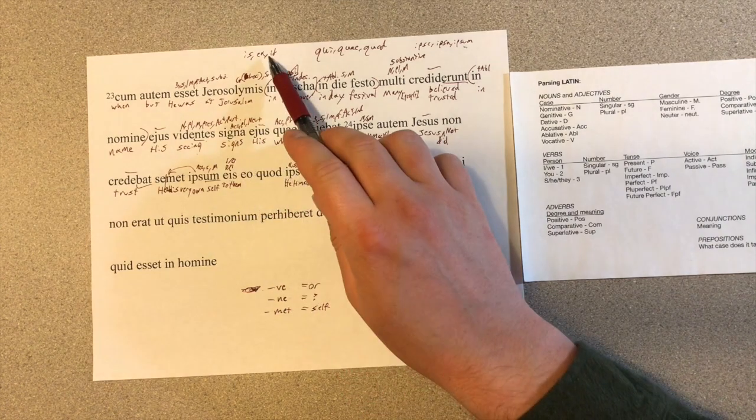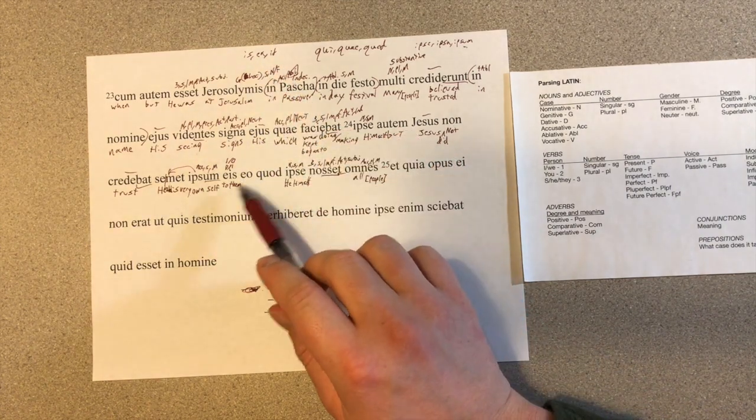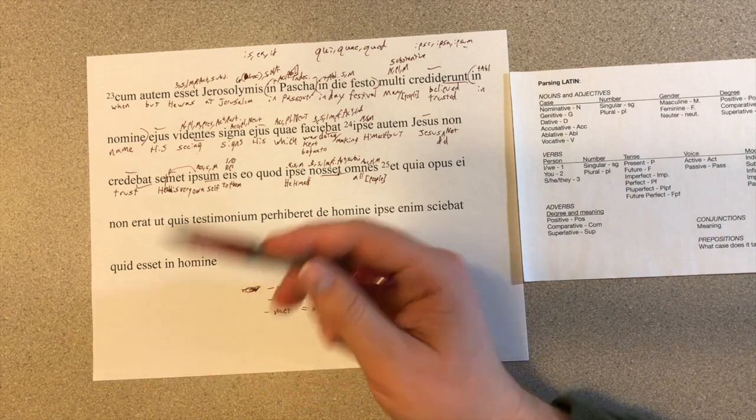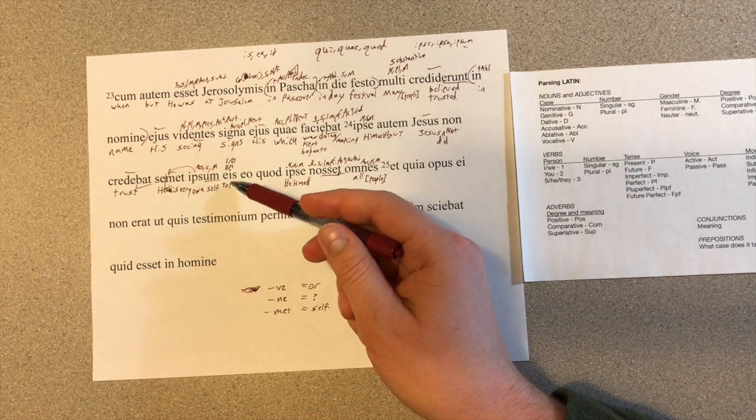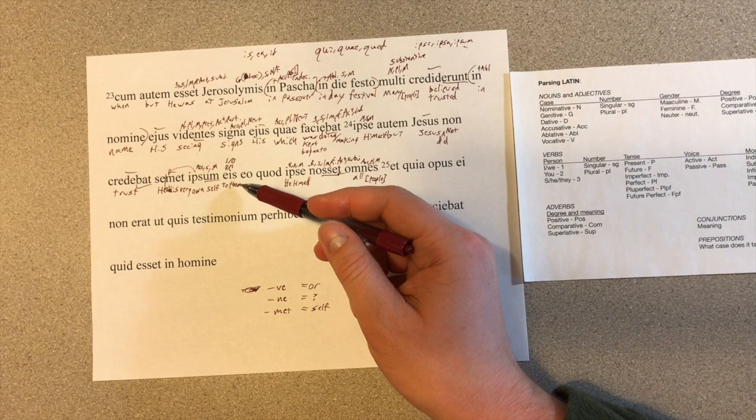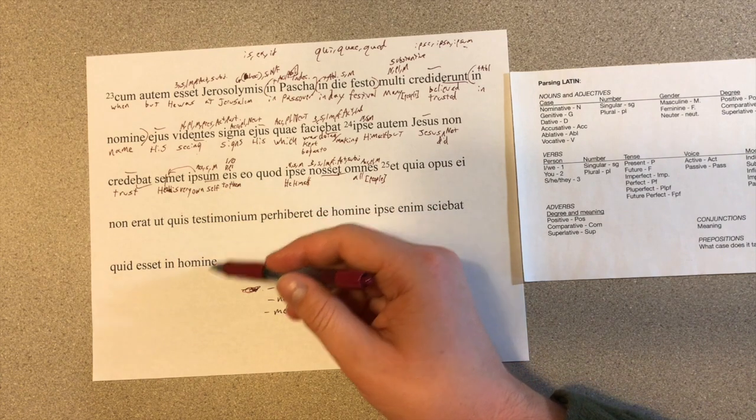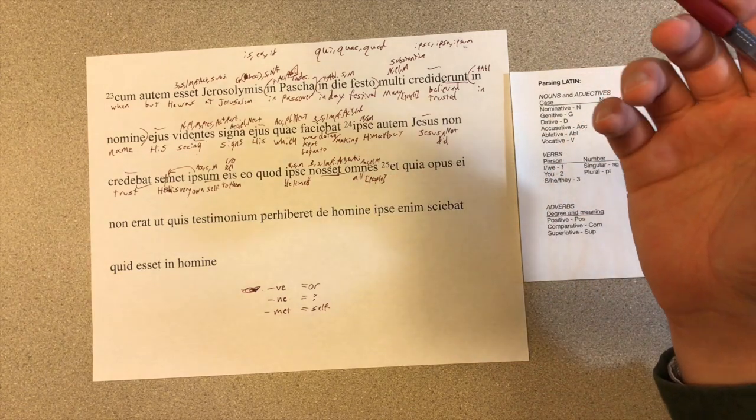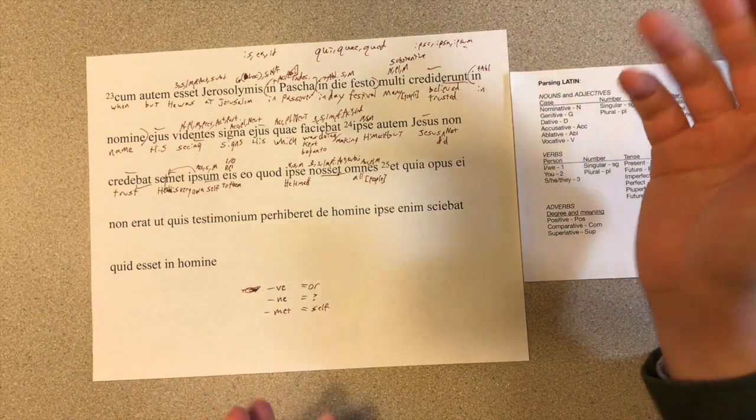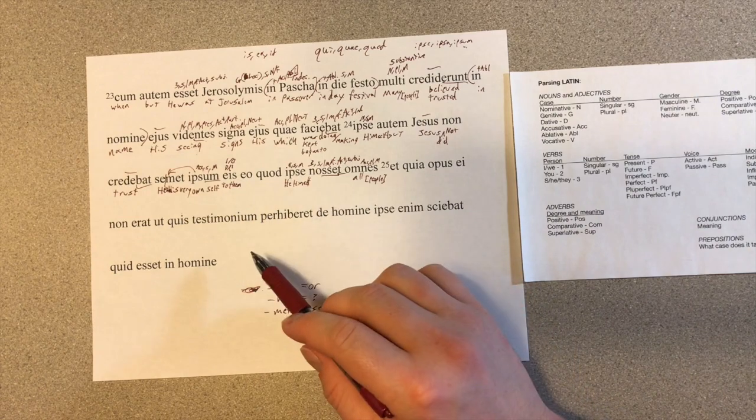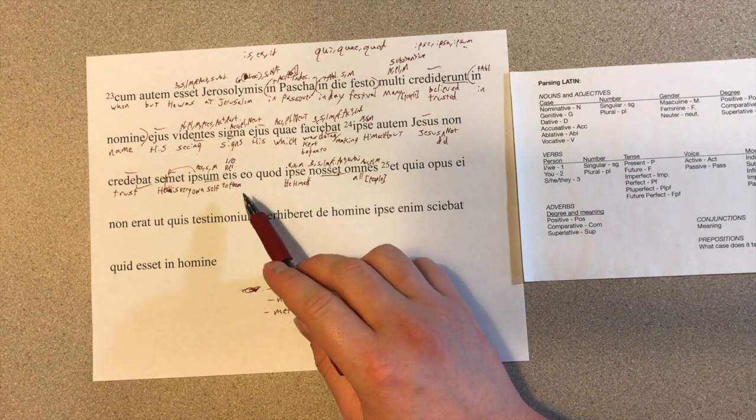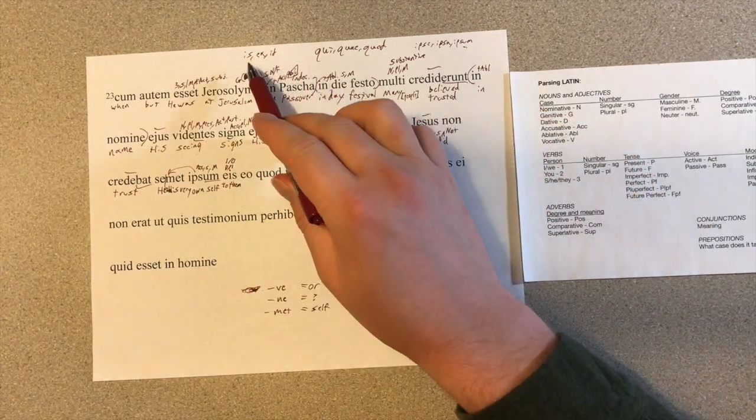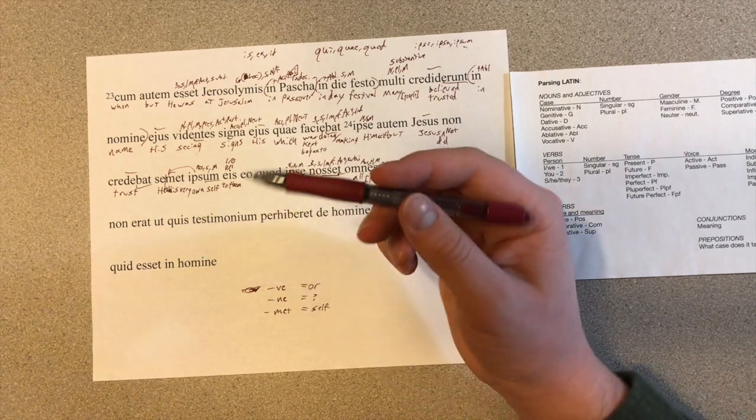Eo could be from is, ea, id, but then we'd have to ask, why is it there? We've already got a dative right there. What possible purpose could this serve? The other option is from eo ire, I go. Again, why would we need that there? We don't even have direct discourse going on here, so that doesn't work. That means it must be something else. If it's not is, id, if it's not a verb, what's left?